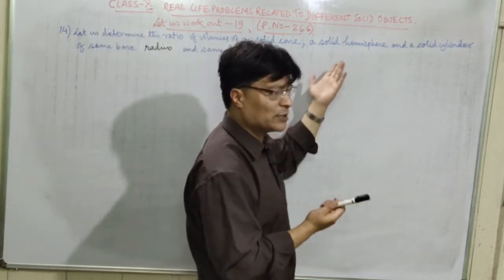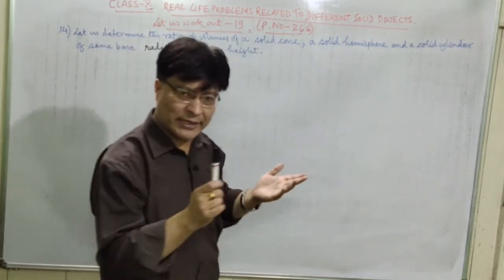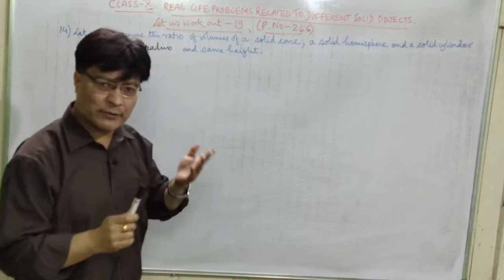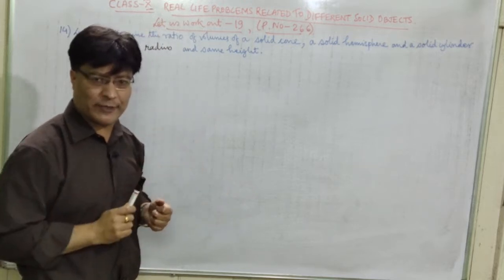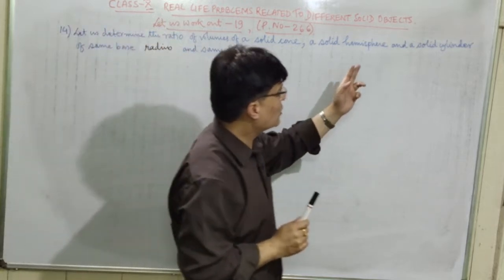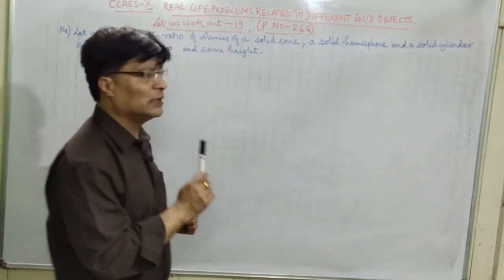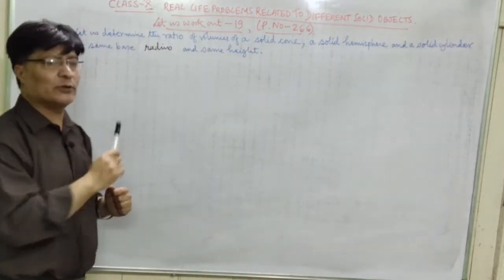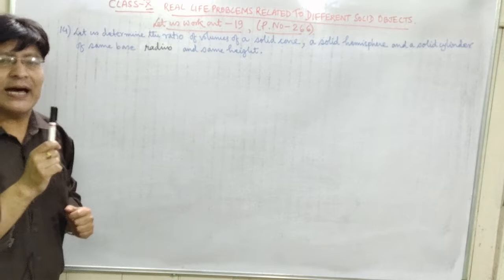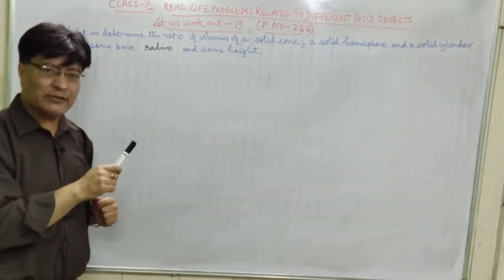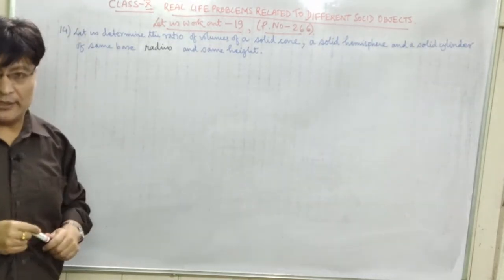And you know that in a hemisphere, radius of the hemisphere is equal to height of the hemisphere. Okay? Also in case of solid cylinder, base radius is equal to the height. Base radius is equal to height of the cylinder.